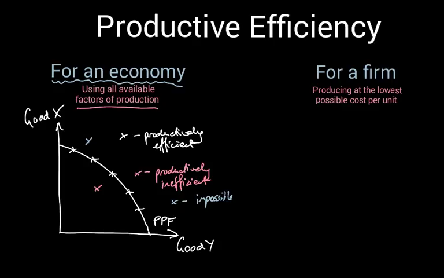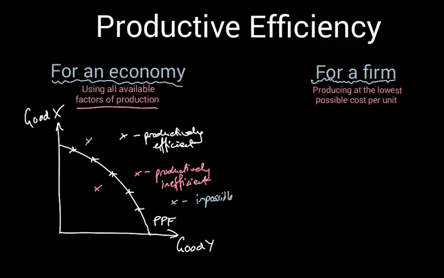When we look at it in the production section of the course, we're looking at it in a slightly different way. We're looking at it for an individual firm. So at the start of the course we were looking at it for the whole economy. Now we're looking at it for an individual firm. And although there are definitely some overlaps between the two bits of theory, the way we identify this is slightly different. So for a firm, to be productively efficient means that we are producing our products, whatever they may be, for the lowest possible cost per unit.